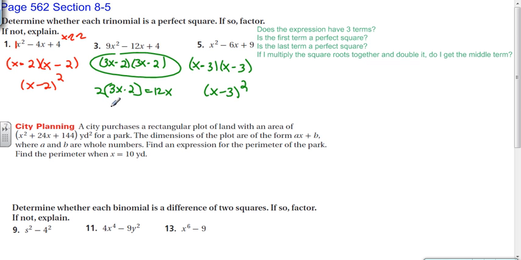Same thing over here on number 3. I could have shorthanded it and written 3x minus 2 squared. So they all were perfect square trinomials.